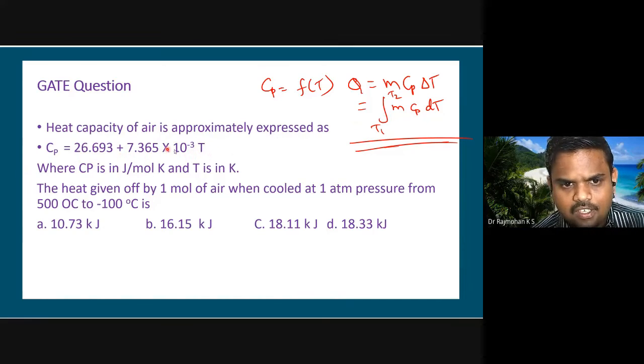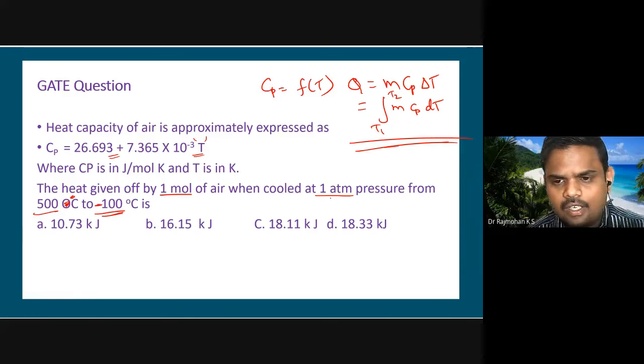When we integrate, we are going to get a term T square by 2. Constant term, when we integrate, we are going to get an appearance of T, right? So Cp is in joules per mole Kelvin and T is in Kelvin. Determine the heat given off by 1 mole of air when it is cooled at 1 atmospheric pressure from 500 degrees Celsius to minus 100 degrees. Remember, minus is given. So 1 mole is the basis, pressure is 1 atmosphere, temperatures are 500 degrees Celsius and minus 100 degrees Celsius. Cp is given as a function of temperature. So you can substitute, and by integrating, we will get the value.